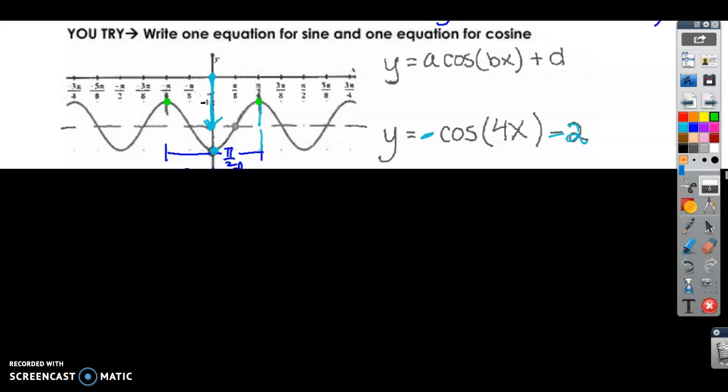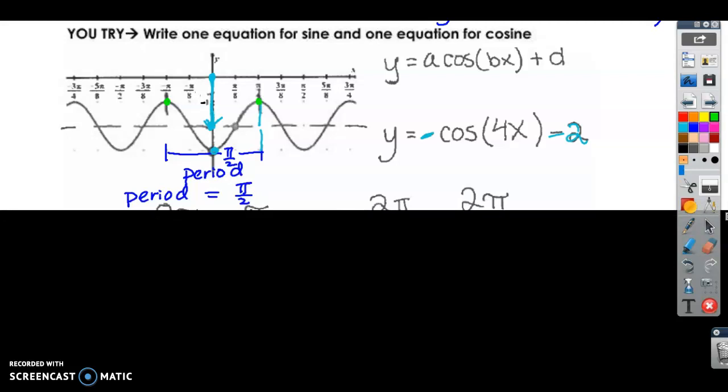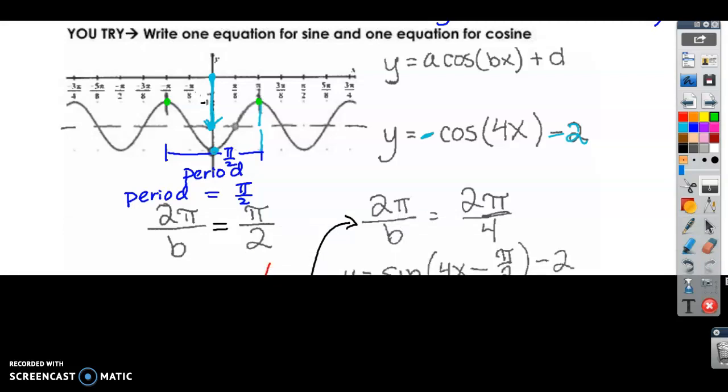It doesn't really matter. You could choose 2 low points, but you just need to figure out what's one full period. So I'm starting up, going down, all the way back up. So you just count. On this particular graph, the period is pi over 2. Normally the period for sine and for cosine is 2 pi. So 2 pi over b is equal to pi over 2.